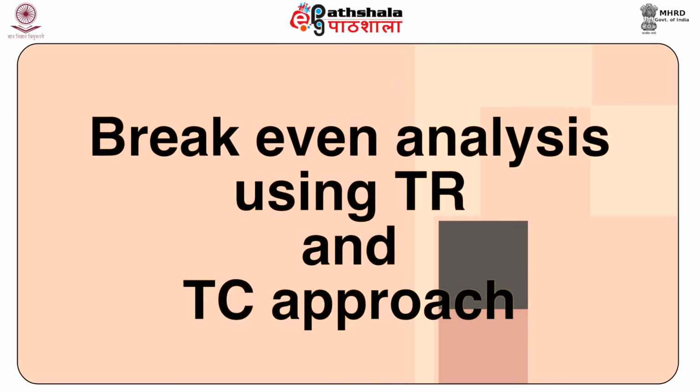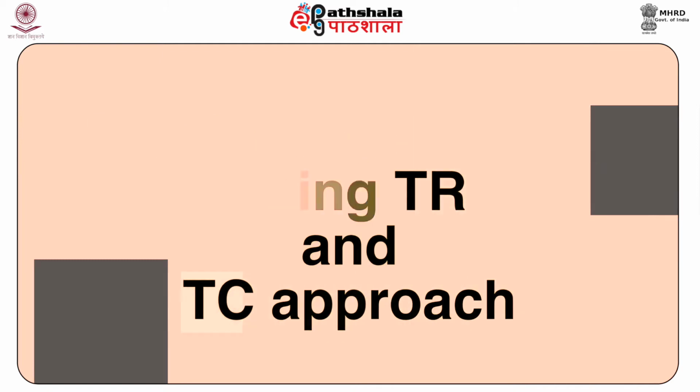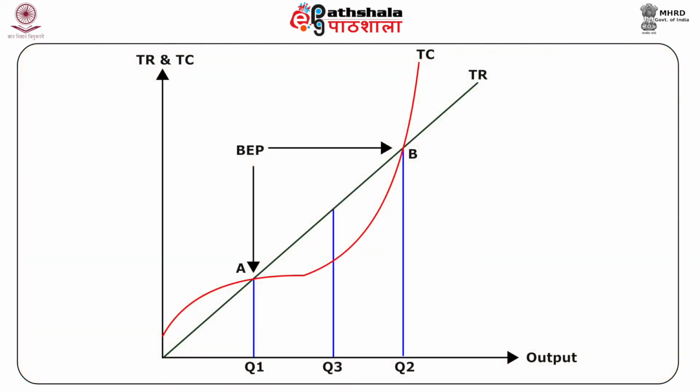Break-even analysis using the TR and TC approach. Break-even point is defined as the point where the total revenue is equal to the total cost. According to figure 3 above, when the market is perfectly competitive, then the break-even point can occur at either one of the 2 points A and B, where the total revenue curve cuts the total cost curve. In other words, the total revenue is equal to total cost. So, the two break-even quantities will be Q1 and Q2.